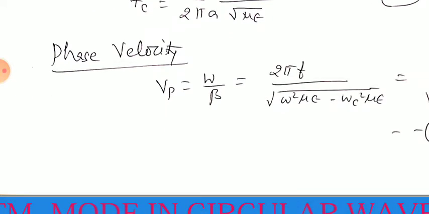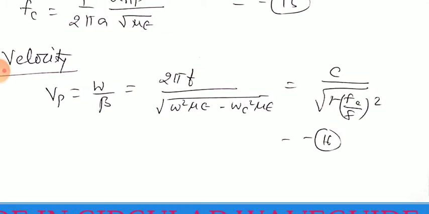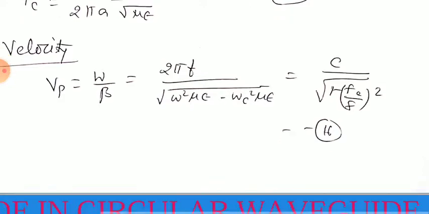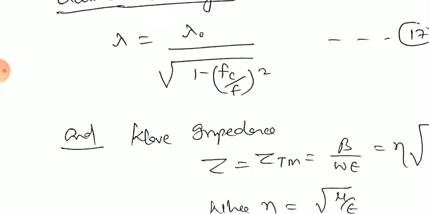And the phase velocity vp is given by omega by beta, and that is 2 pi f divided by root of omega square mu epsilon minus omega c square mu epsilon. And by calculation we can write it as c divided by root of 1 minus fc by f whole square. Similarly, the guide wavelength lambda g equals lambda 0 divided by root of 1 minus fc by f whole square.